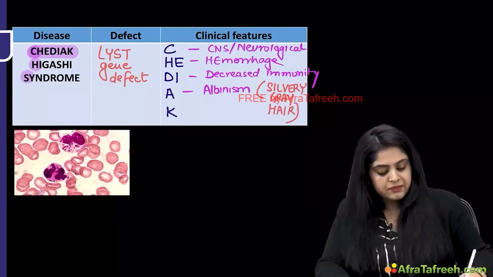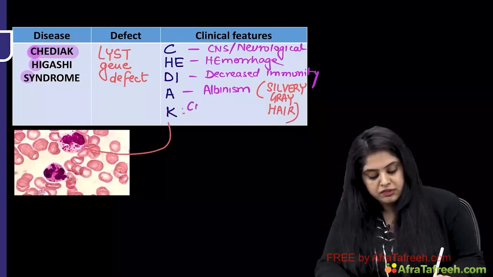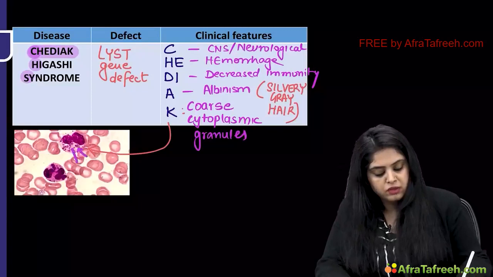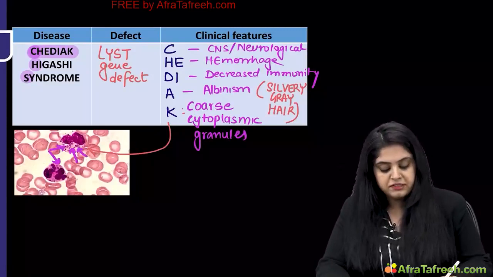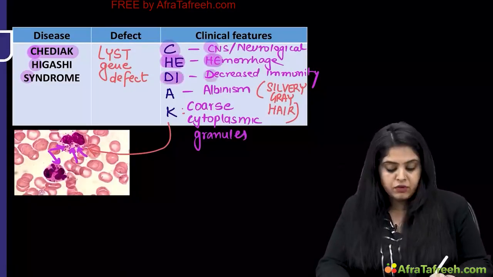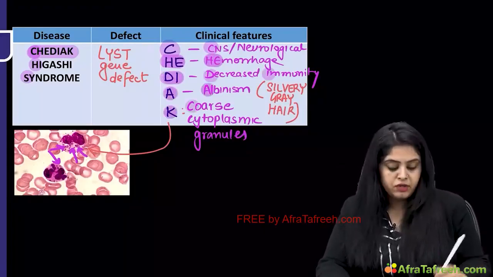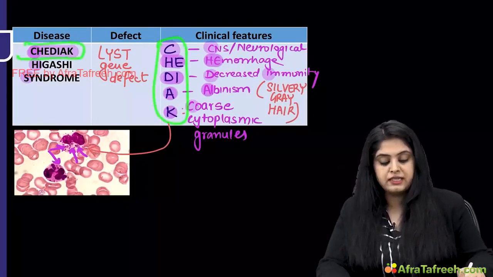And lastly, the K. The K is going to sound like K, but it means that there are coarse granules. There are coarse cytoplasmic granules that are going to be seen in the neutrophils. Can you see these big dots? These big dots are going to be seen in the neutrophils. So repeating once again, C for CNS, HE for hemorrhage, DI for decreased immunity, A for albinism, and K for coarse cytoplasmic granules. So repeating once again, that is the mnemonic Chediak, and that is how I learn it.